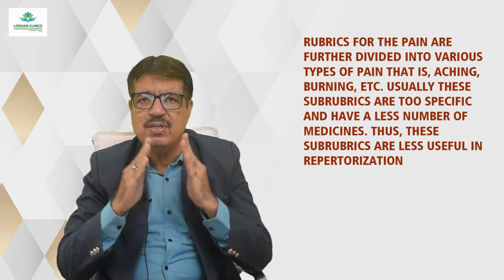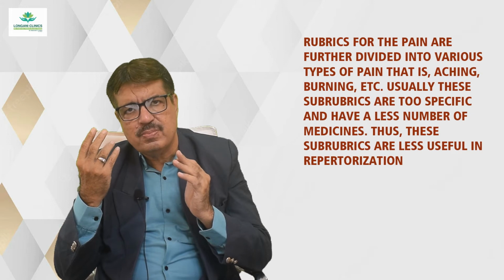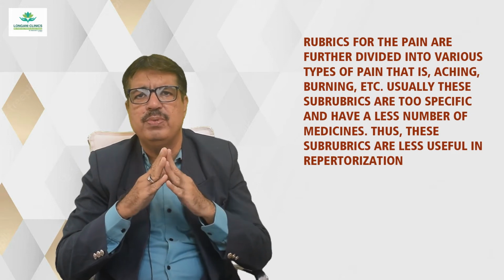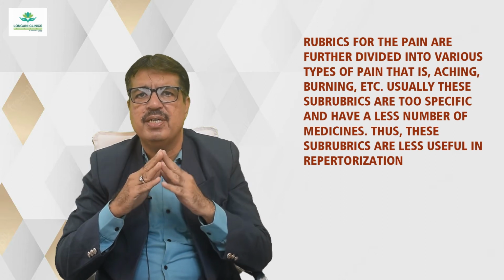Rubrics for the pain are further divided into various types of pain, that is, aching, burning, piercing, etc. Usually, these sub-rubrics are too specific and have a small number of medicines. Thus, these sub-rubrics are less useful in repertorization. The rubrics for location and sensation are mixed and there are no separate headings given for them. But it is easy to understand because there is an order, that is, after location, sensations are arranged in alphabetical order. This is followed by time, aggravation, amelioration, concomitants and cross-reference.